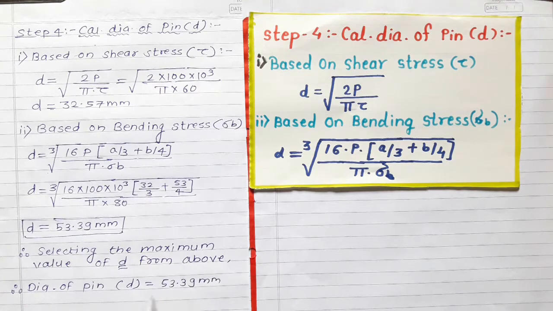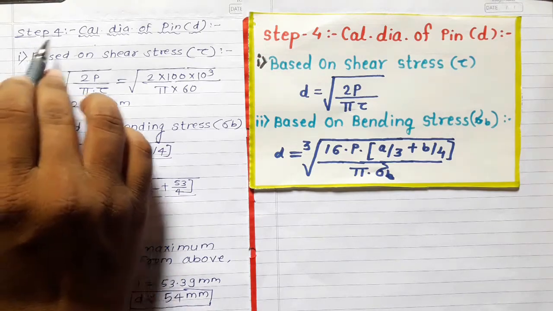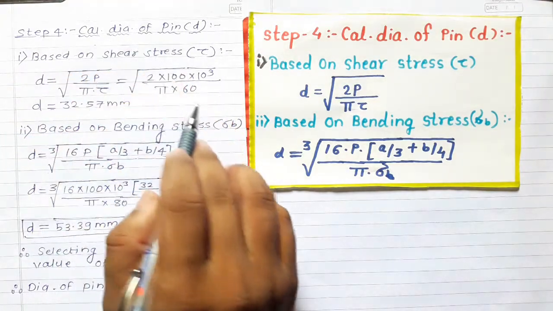Let us round off this value of diameter of pin. So let us select the value of diameter of pin as 54 mm, and we will use this value of diameter of pin for further calculation. So with this calculation we have completed step number 4, that is calculate the diameter of pin small d.